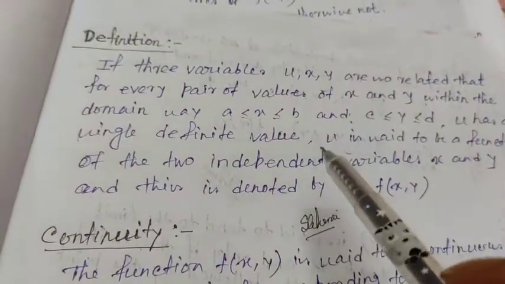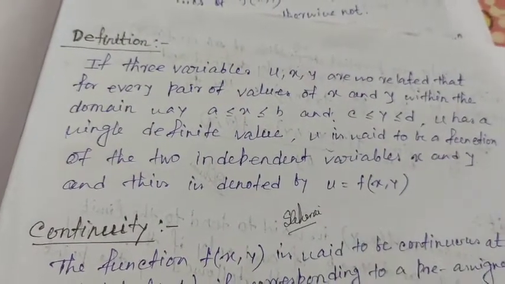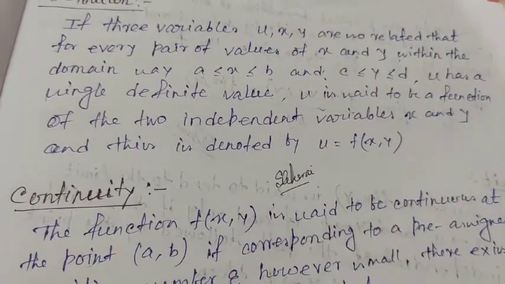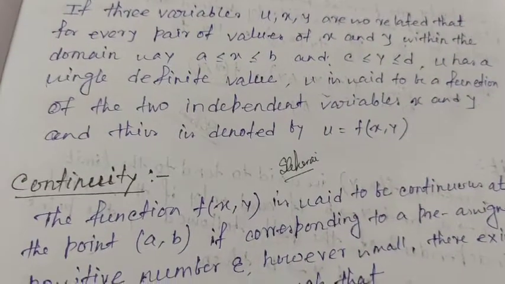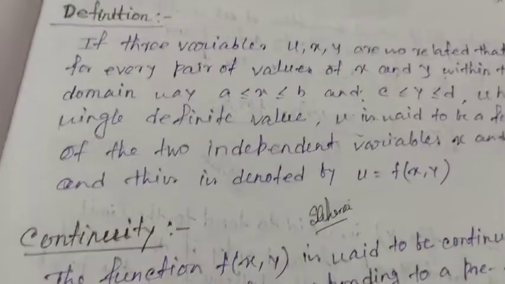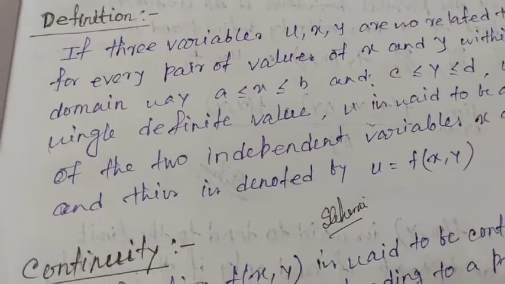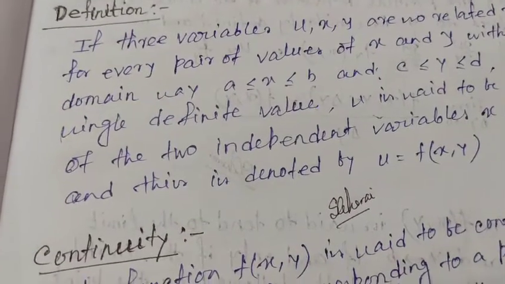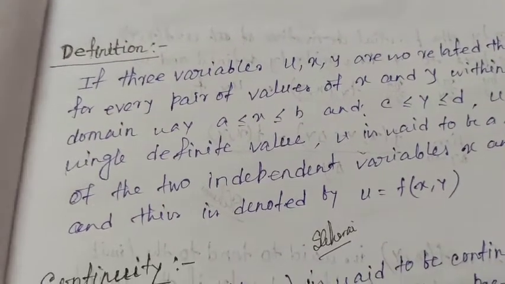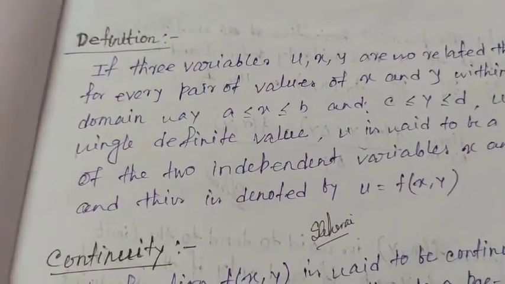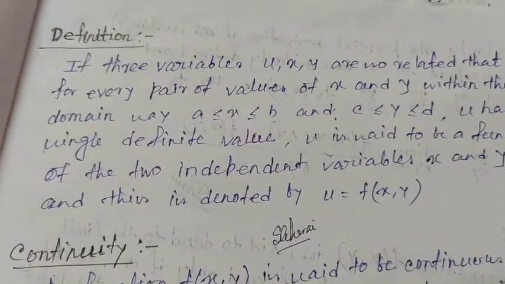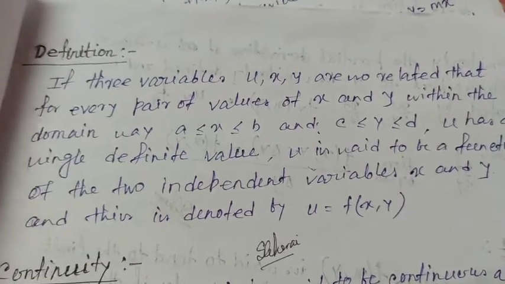So from here we can say that u is the dependent variable and x, y are the independent variables, and this relation contains three variables, that is more than one variable, known as several variables. Now we know how to find the limit of a single variable, but the question is how can we find the limit of a bivariate function, that means a function containing two variables. So let us see how we can find the limit of a bivariate function.